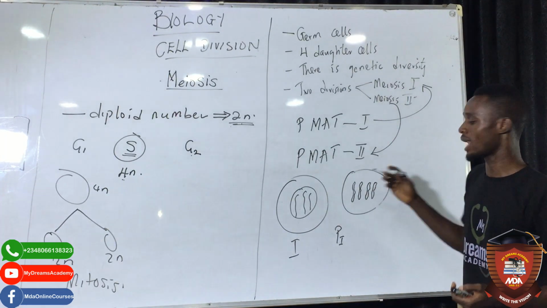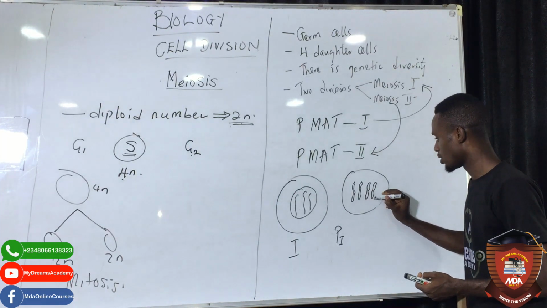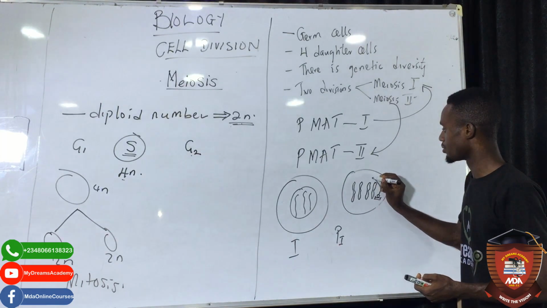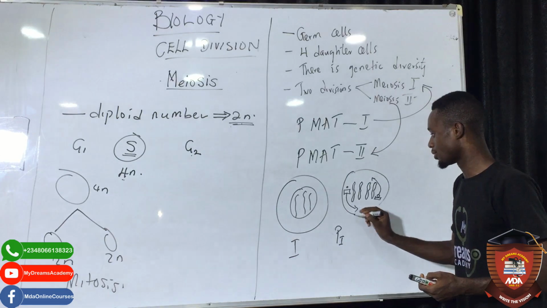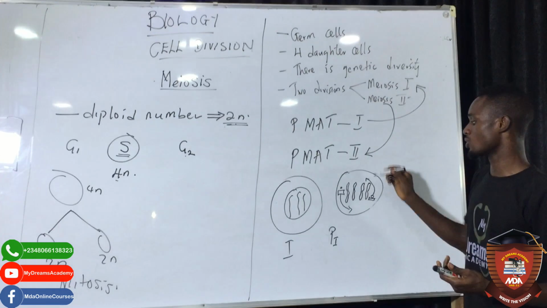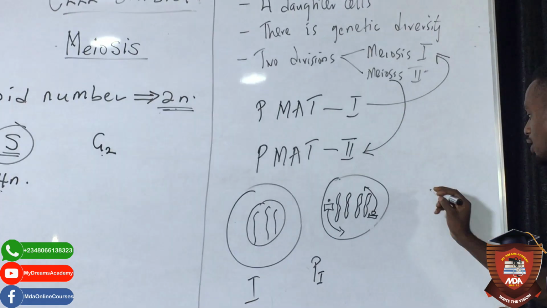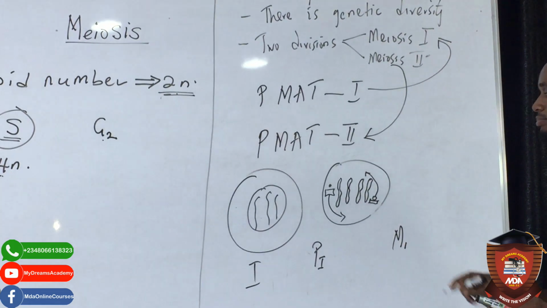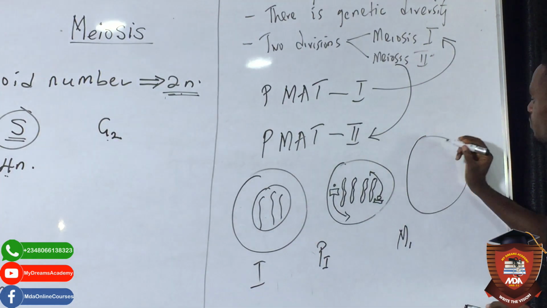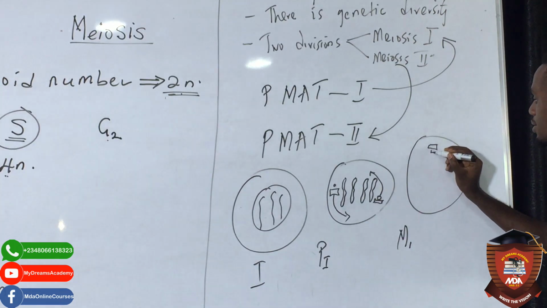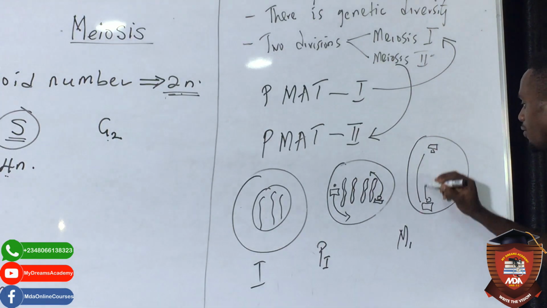Again, centrioles will appear and start migrating. So I have a migrating centriole. Okay? Spindle fibers will also start forming. This is prophase 1. Then in metaphase 1, let me call it M1, in metaphase 1, I have the cell. The centrioles have already gotten to the ends. Spindle fibers have been formed.